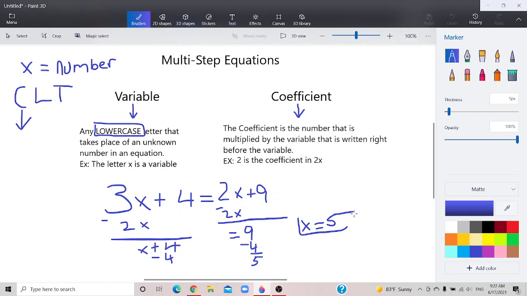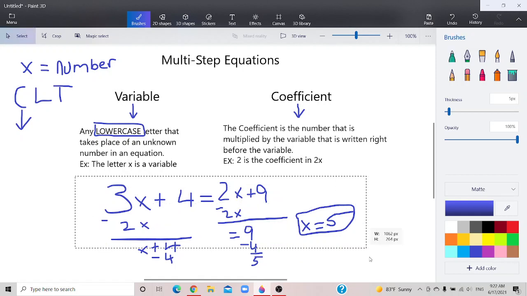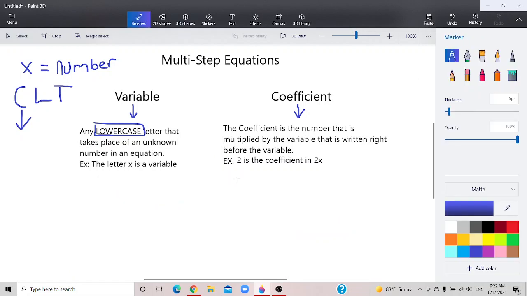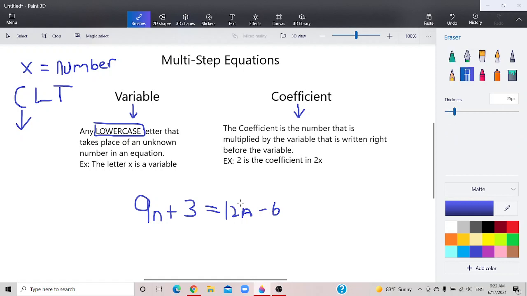Well, that was some good practice. Let's do just one other problem. Okay, so this one will be 9n plus 3 equals 12n minus 6. Whoops, that was a bad n. Okay, so how would we solve this problem? I encourage you to pause the video and try doing it yourself.